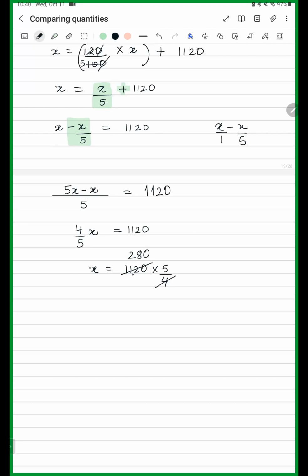Then it will be 140. So MP is, sorry, it will be 1,400. Very good. So MP is how much? Rupees 1,400. Option B is 1,400.